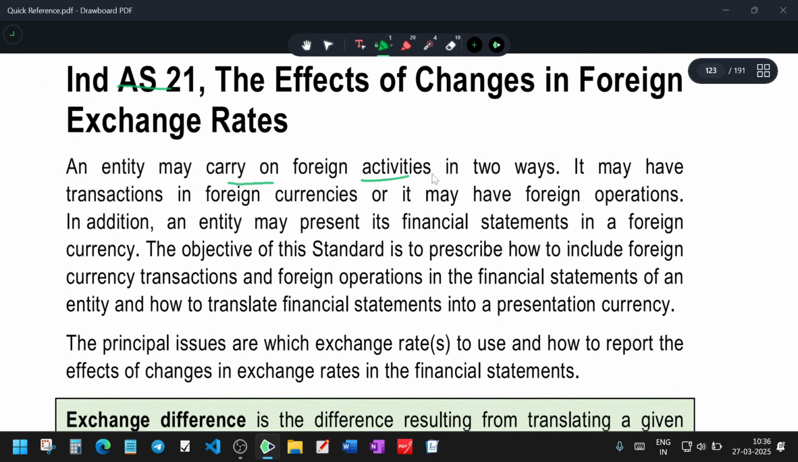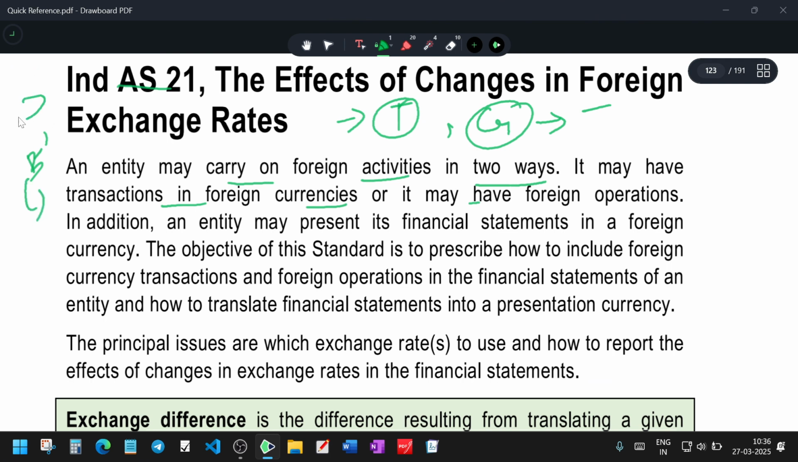An entity may carry on foreign activities in two ways. It may have transactions in foreign currency, or it may have foreign operations. So I have transactions in foreign currency. What do you mean, sir? I buy and sell foreign currency at an exchange rate. Or I do operations: I buy goods from a foreign country and sell goods in India, or buy goods in a foreign country and sell in a foreign country. In such a way, the operation transactions are in foreign currency.